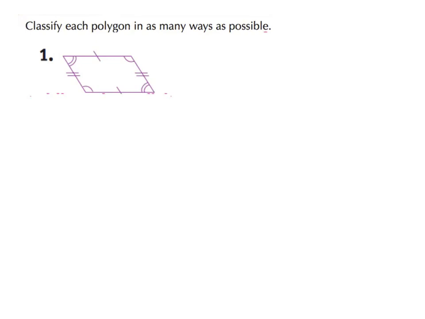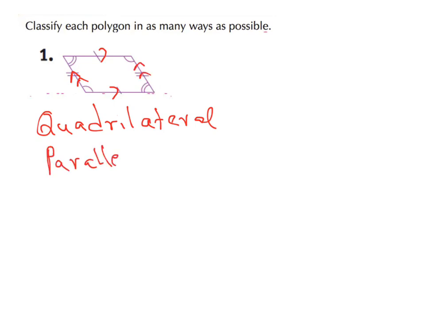Classify each polygon in as many ways as possible. So first, does this polygon have four sides? So what is it called if it has four sides? It's called a quadrilateral. Are opposite sides of this quadrilateral parallel? Yes. So it is a parallelogram. So this polygon is a quadrilateral as well as a parallelogram.